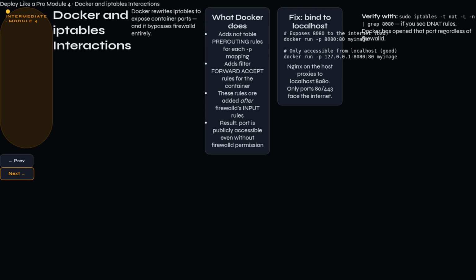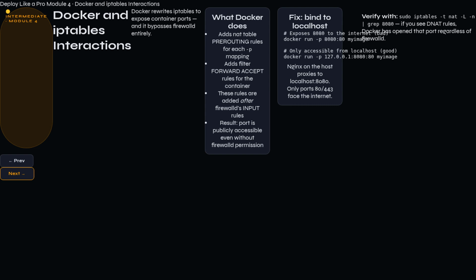This disables Docker's iptables management but requires manual iptables configuration for containers. Option 2, use a private network. Run your containers on a Docker network that doesn't expose ports to the host. Use Nginx on the host to proxy to container ports.